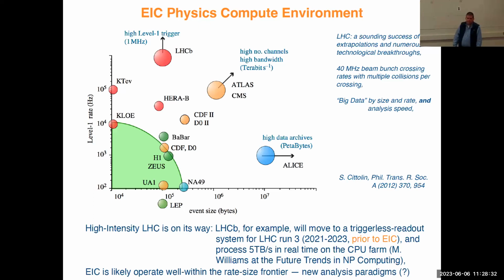Now you can say, okay, so EIC is not at the forefront of the rate envelope or the data volume envelope. Yeah, it will not be. Is that a disappointment? Well, if that's what you're after, it's a disappointment. But in practice, what does it actually mean? It means that the challenges of pumping away the data, at least technologically, have been solved already at the LHC.